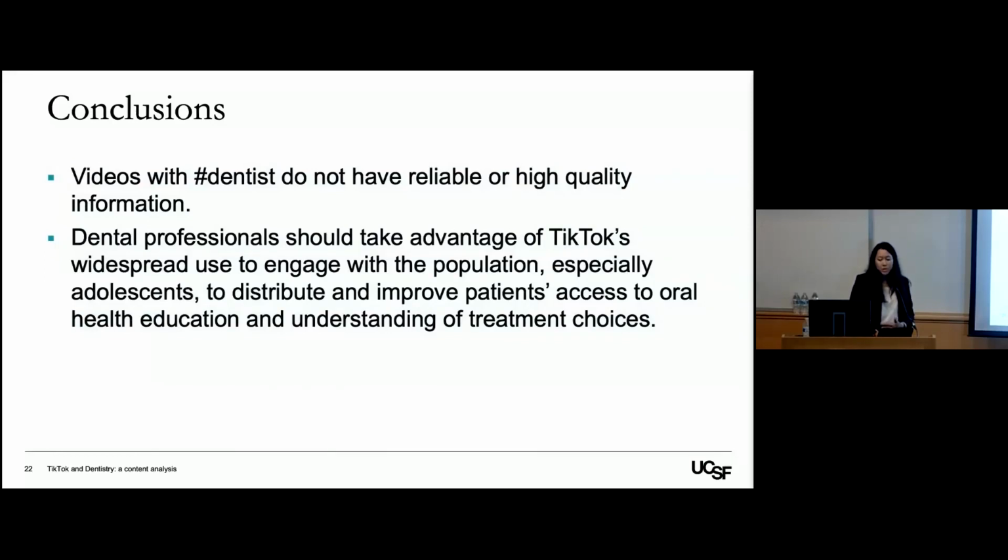And dental professionals should be taking advantage of TikTok's widespread use to engage with the population, especially adolescents, to distribute and improve patients' access to oral health education and understanding of treatment choices.